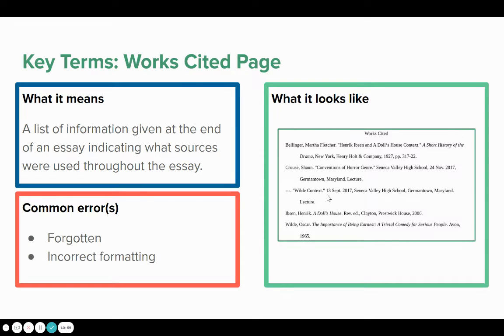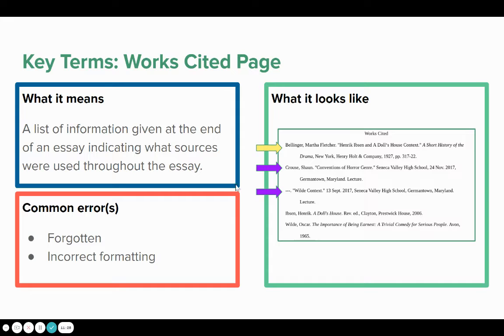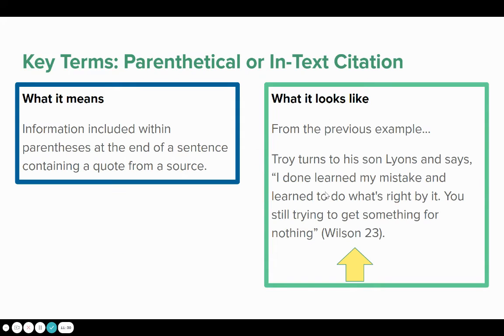Common errors with the works cited page: incorrect formatting. If you are stuck on how to cite a source, you can always ask for help. And the most common error is that students forget to do the works cited page. The important piece about the works cited page is that it tells the reader where to find more information about your sources. So you can see that each of these sources was used in the text itself. In the essay, each of these sources is cited.